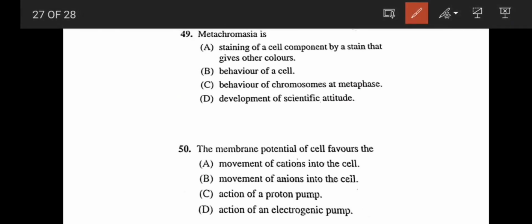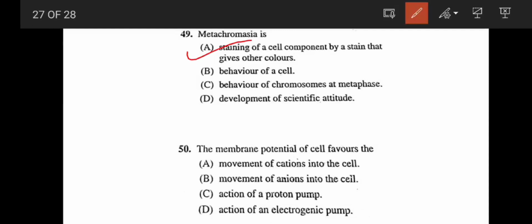Metachromasia is the staining of a cell component by a stain that gives another color. Okay, that means the dye or stain has a particular color, but when it stains the cellular component, it gets converted into another color. For example, when we stain the mast cells with toluidine blue, those cells get colored into bright red.